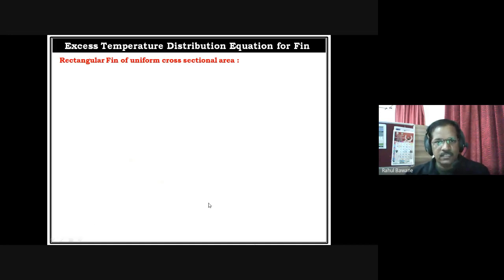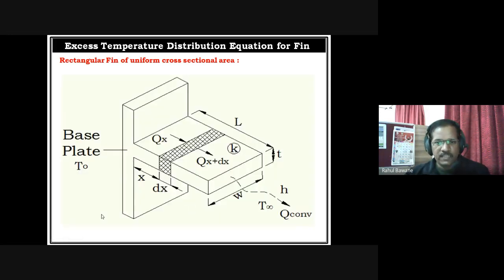So let us see. This kind of rectangular fin is there, where this is a base plate. The base plate temperature can be denoted by T naught, or TB also. In some books, TB is used for the base plate temperature. Next, these are the rectangular fins. I am saying this is a rectangular fin, not a pin fin. If it were a pin fin, it would not occupy the total width of the base plate. So this is a rectangular kind of fin.